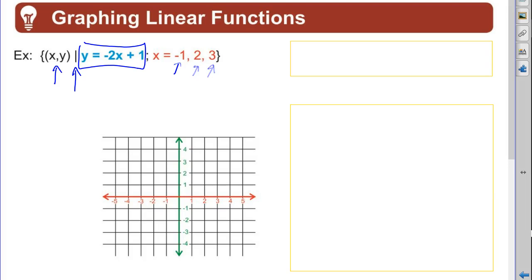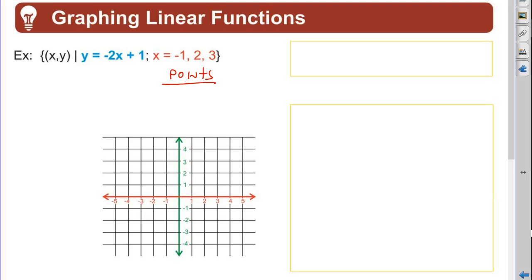All right, so really the key is what's boxed there, and that's the function y equals negative 2x plus 1, and the x equals negative 1, 2, and 3 is your domain. So it's telling you you only have values of x of negative 1, 2, and 3. Therefore, when you graph this, you're going to get points. And that's important that you remember that and understand that.